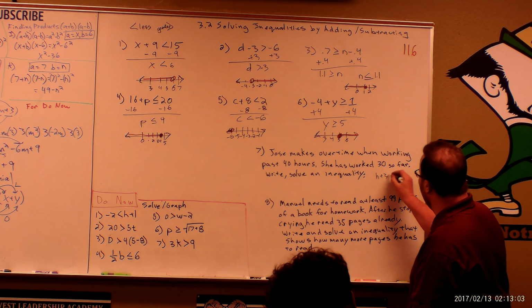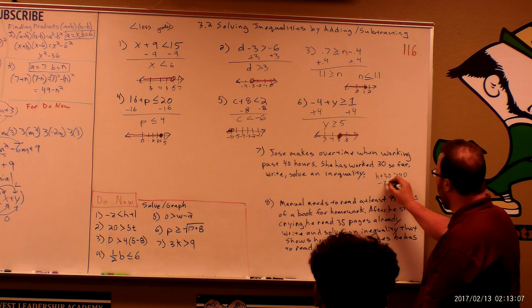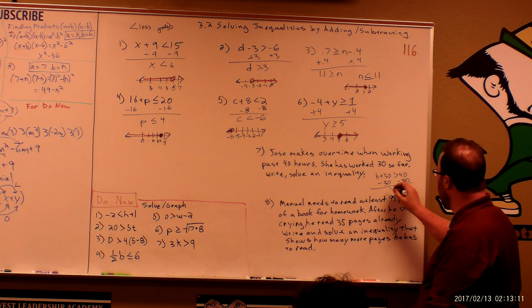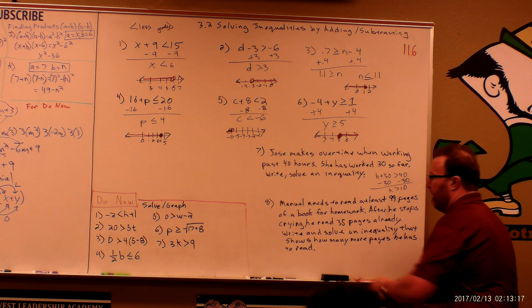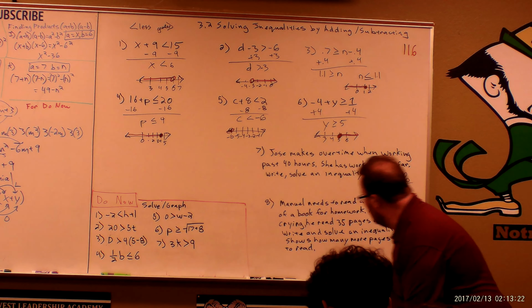So H plus 30, and then it needs to be greater than 40. So subtract 30 from both sides. And then how many hours do they still need? Yeah, 10. Then we can plot that out if it asked us to, right? Yep. Okay, can someone read the last one for me too, please?